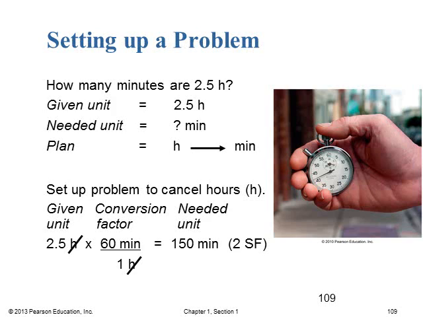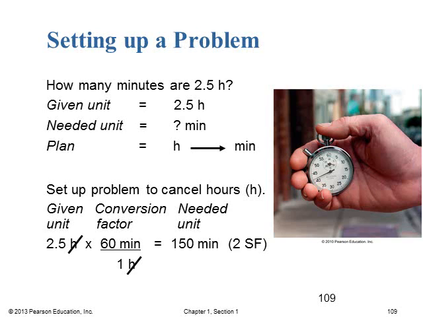We are given our unit, 2.5 hours, and our conversion factor. Here we want our hours to cancel out. So in order for hours to cancel out, we need to have hours in the denominator of our conversion factor, and we want our needed unit in the numerator. So we're going to write 60 minutes over 1 hour. That ensures our hours cancel out and our minutes remain. Then we can plug that into our calculators: 2.5 times 60, and we get 150 minutes.